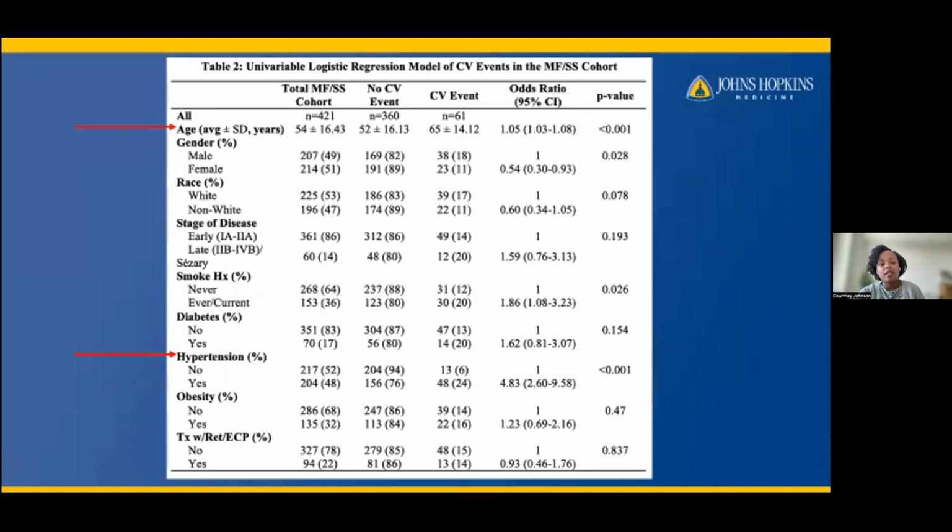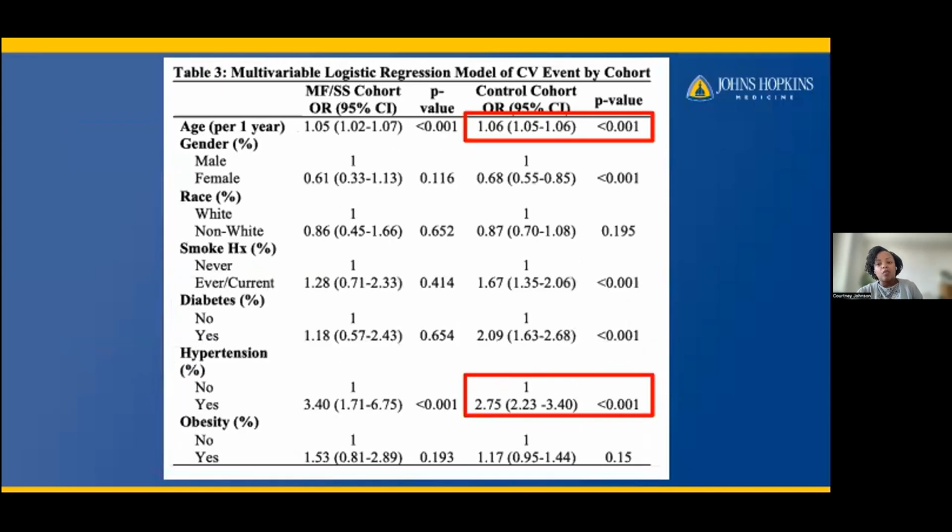And by our control population, looking at our univariate analysis, we noticed that there was a significant difference in the age of our patients. So they were slightly older, which tends to make sense understanding the disease itself, and the majority of them had hypertension. And then looking at our multivariate analysis, we found that in our Hopkins control, only age and hypertension were predictive of cardiovascular disease as compared to our control population.